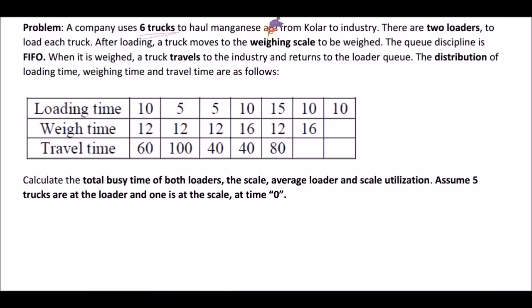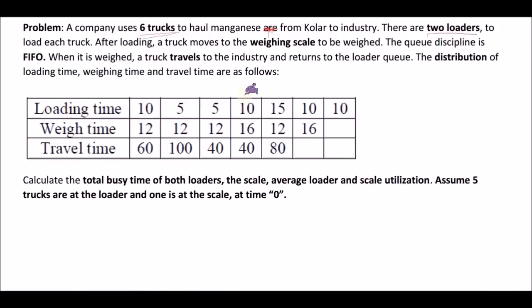So they've given that there are 6 trucks to haul manganese from Kolar to industry. There are 2 loaders to load each truck. After loading, a truck moves to the weighing scale to be weighed. The queue discipline is FIFO. FIFO is nothing but first in, first out, just like a queue. When it is weighed, a truck travels to the industry and returns to the loader queue. The distribution of loading time, weighing time, and travel time are as follows. Calculate the total busy time of both the loaders, the scale, the average loader time, and the scale utilization. Assume that the 5 trucks are at the loader and 1 is at the scale at time 0.